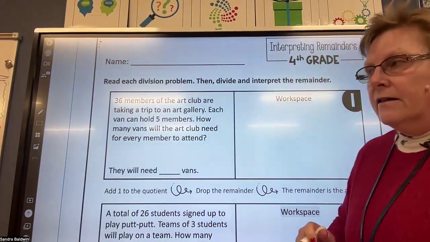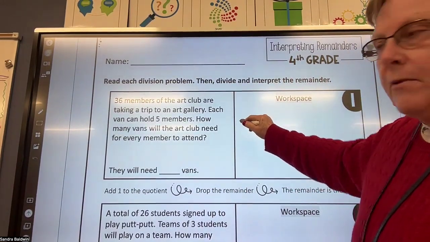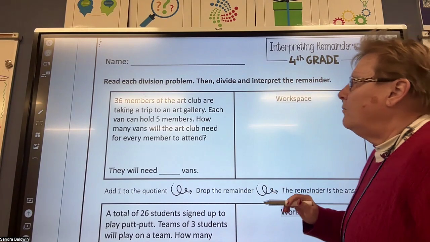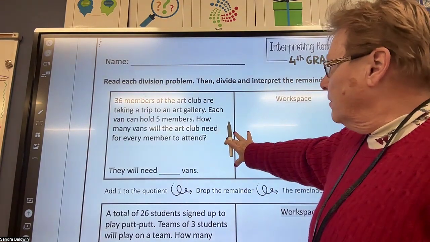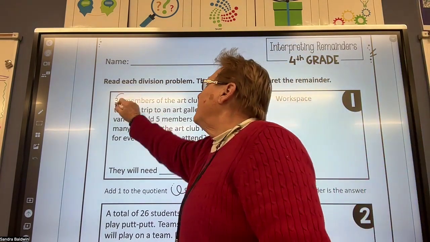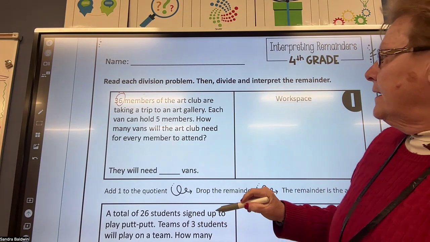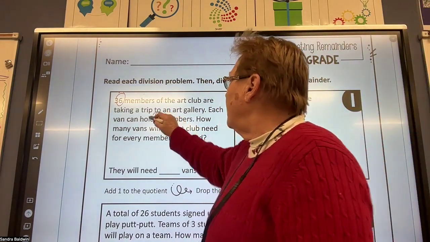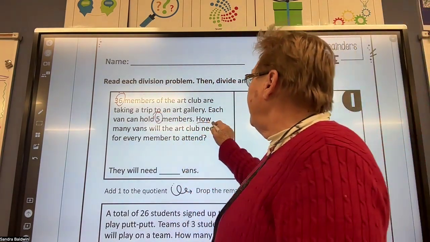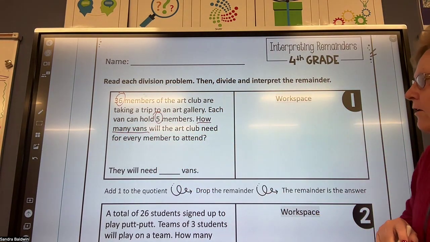Okay, today in class, we talked about how to divide when there's remainders. We went over this problem about the art club. It says 36 members of the art club are taking a trip to an art gallery. Each van can hold 5 members. How many vans is the question? How many vans will the art club need?